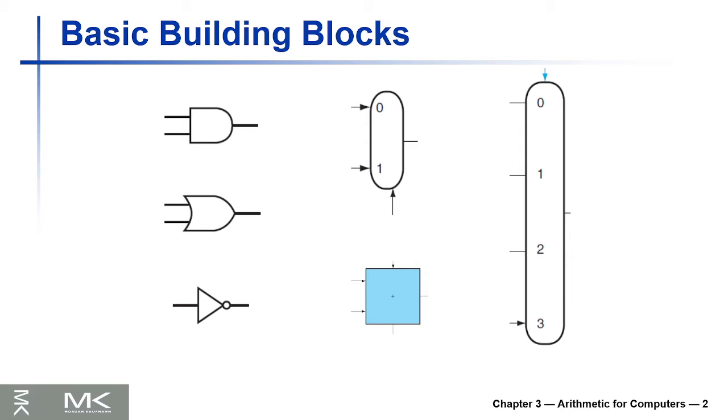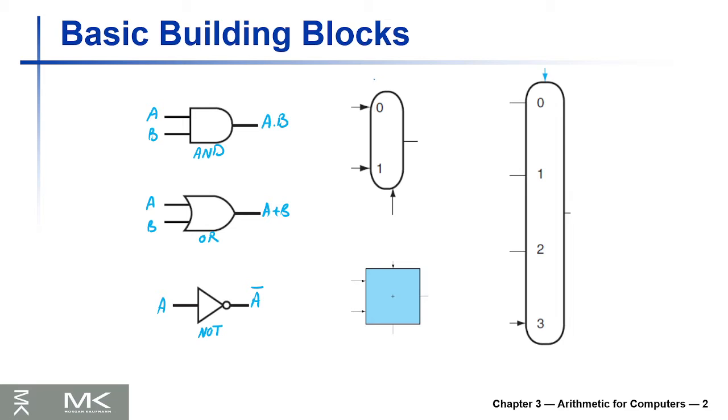The first gate is the AND gate. If we have inputs A and B, the output is A and B. Then we have the OR gate, so the output is A or B. Then we have the inverter, or the NOT gate. If A is the input, then the output will be A inverted.